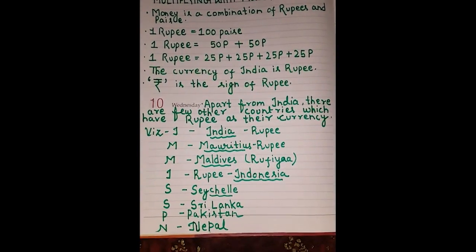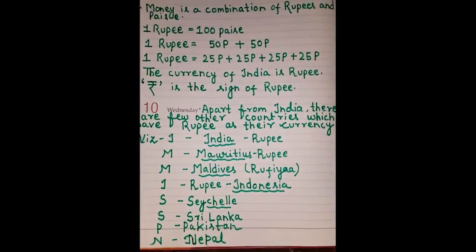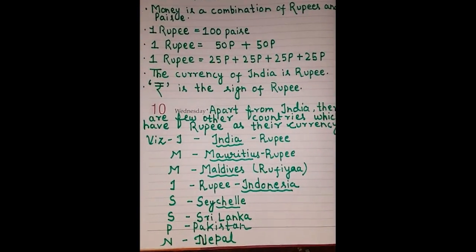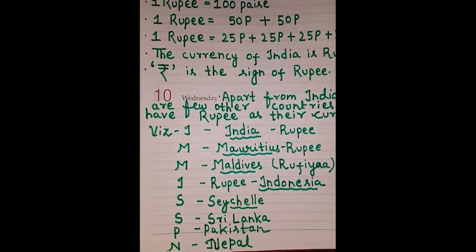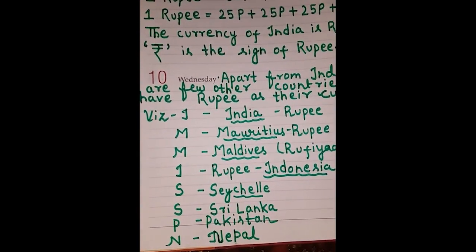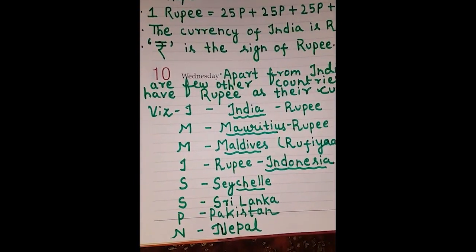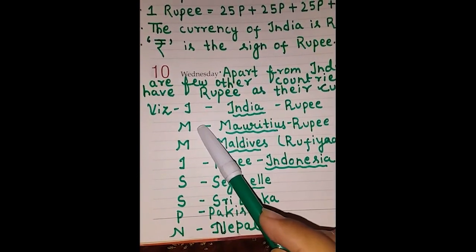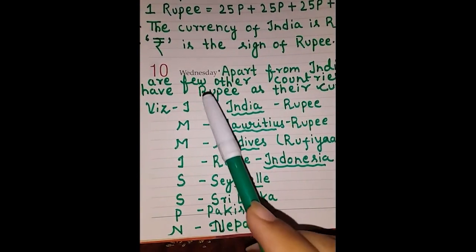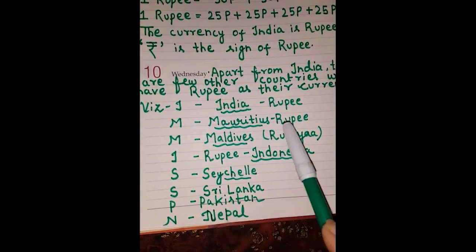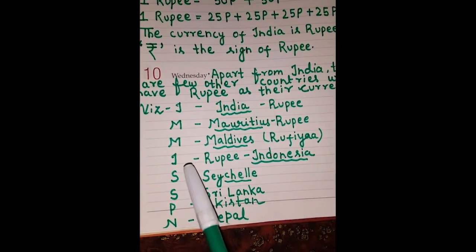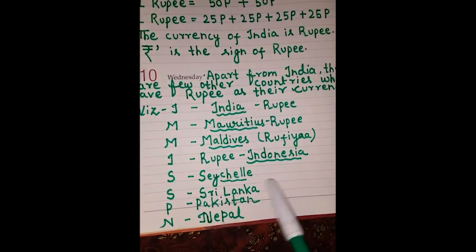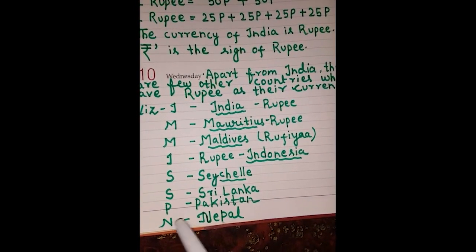Apart from India, do you know, children, there are a few other countries which also have the rupee as their currency. So let us see which these countries are. For your convenience, I have written a very small formula which you will be able to remember easily. And the formula is I M Miss TN. Here I stands for India, M Mauritius, M Maldives, I Indonesia, S Seychelles, S Sri Lanka, P Pakistan, N Nepal.